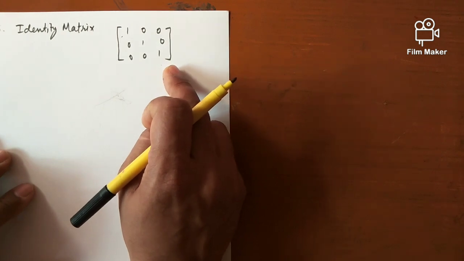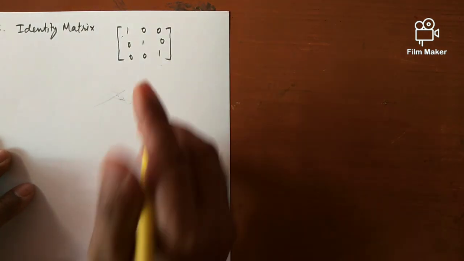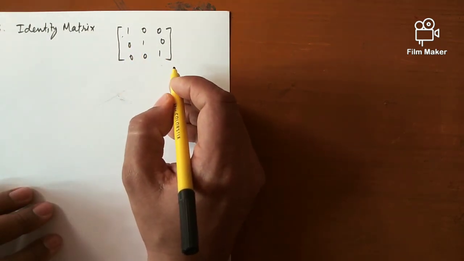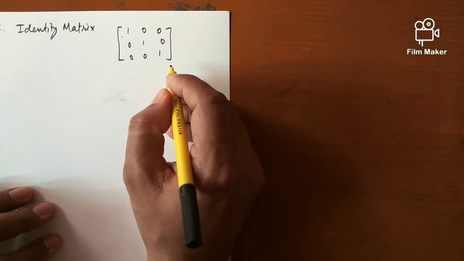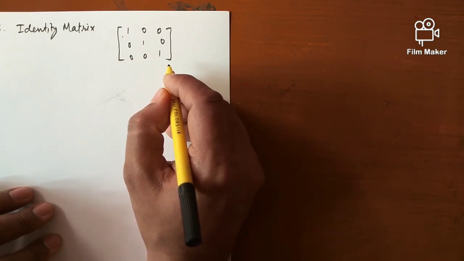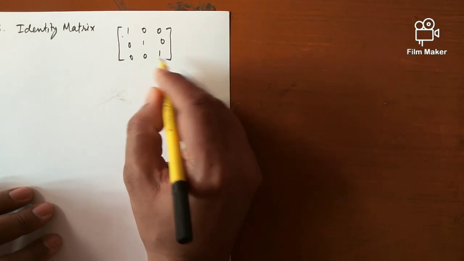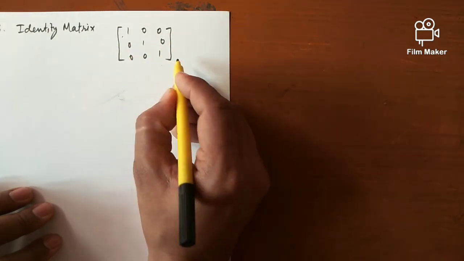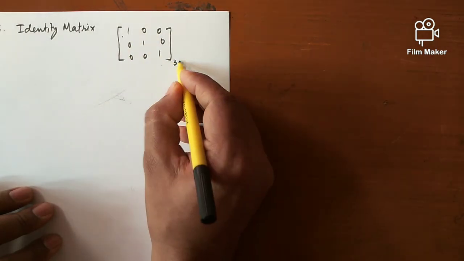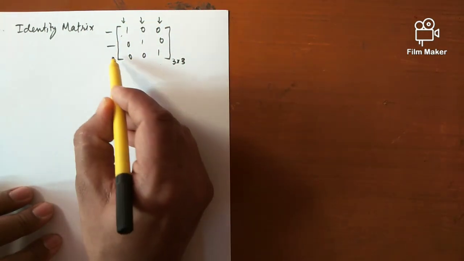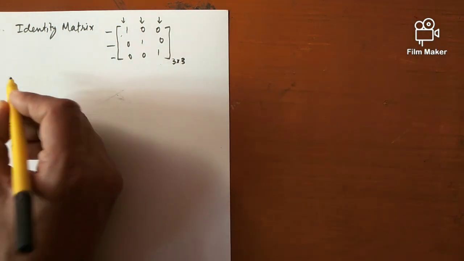I'm just going back and explaining again that in a diagonal matrix the diagonal elements can be any numbers, whereas in a scalar matrix the number can be any number but the diagonal elements have to be the same. In an identity matrix, the diagonal numbers cannot be other than 1, and in this matrix you can see that there are 3 rows and 3 columns. So this is a 3 cross 3 identity matrix.